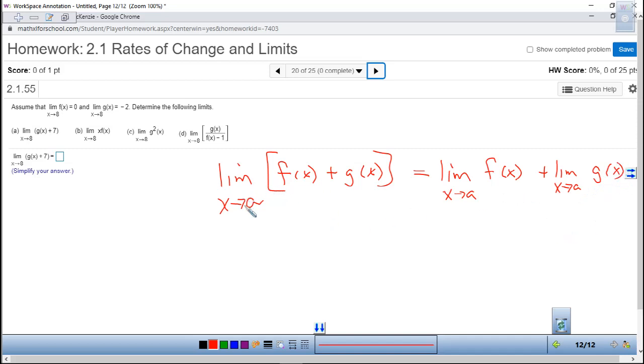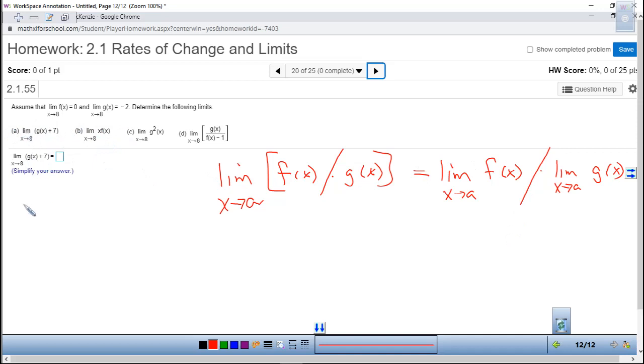So we can take the limit of a sum and break it up into parts, and make it the sum of two limits. We can do the same thing with subtraction. We can do the same thing with a product if we're multiplying. And we can even do the same thing with a quotient. And that's all you're doing right here.